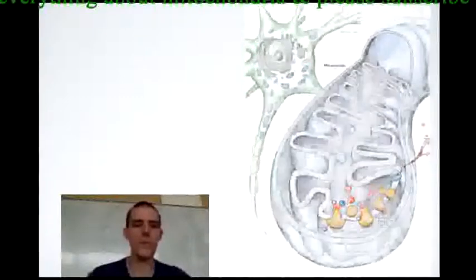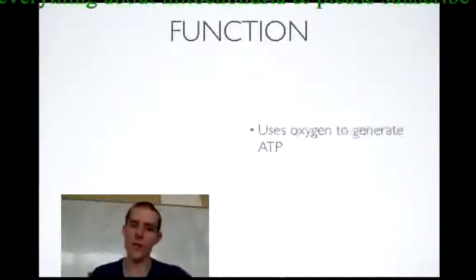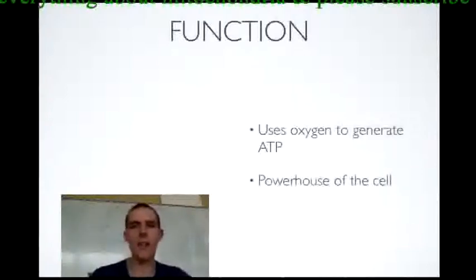With regard to function, just a couple quick simple points. It uses oxygen to generate ATP, and it is known as the powerhouse of the cell. Now, ATP is the energy currency in our bodies. Eventually, everything you eat gets broken down and is used to produce ATP. Then your body uses that ATP to actually carry out the functions that it does on a daily basis. Because the mitochondria makes ATP, it is known as the powerhouse of the cell.